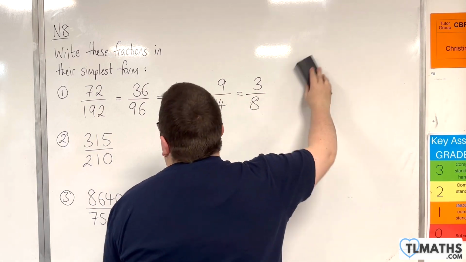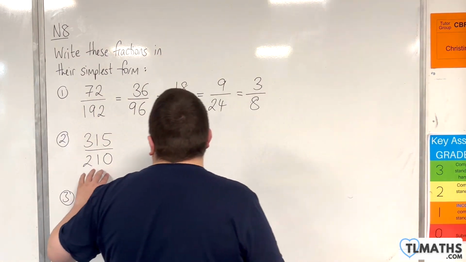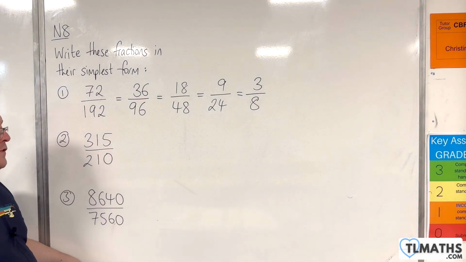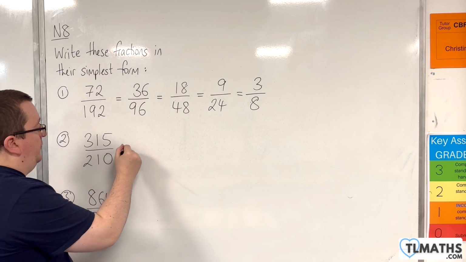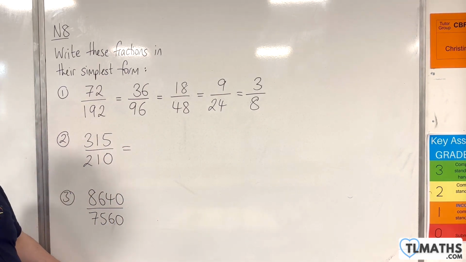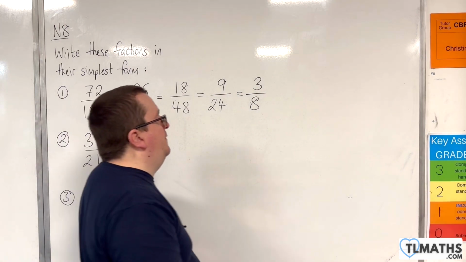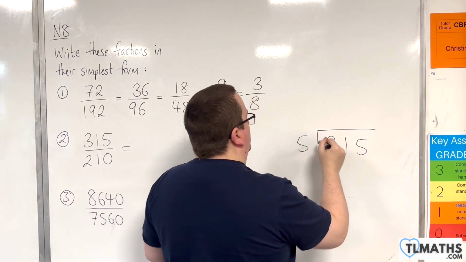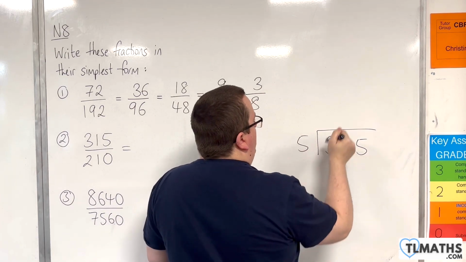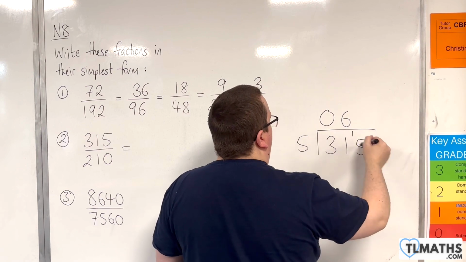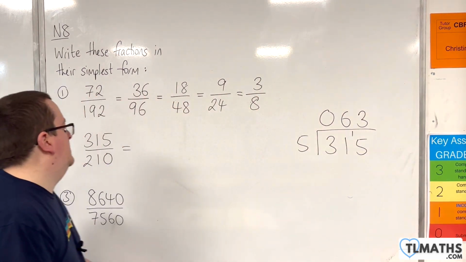So let's take a look at question number 2. We've got 315 over 210. Now, unfortunately, they're not both even, so we can't divide through by 2. But we've got a 5 and a 0, so that means they can both be divided by 5. So 315 divided by 5. You might be able to do that in your head, or you can use a bit of short division. 5's into 3 goes 0, 5's into 31 goes 6, with 1 left over, 5's into 15 go 3, so 63.